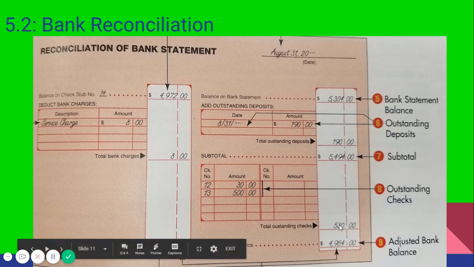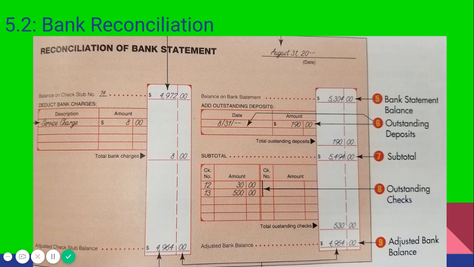Our total outstanding checks number goes here. Subtract our outstanding checks from our subtotal to get our adjusted bank balance. You will see that the left adjusted bank balance and the right adjusted bank balance match. Once they balance, you know that everything is in line.